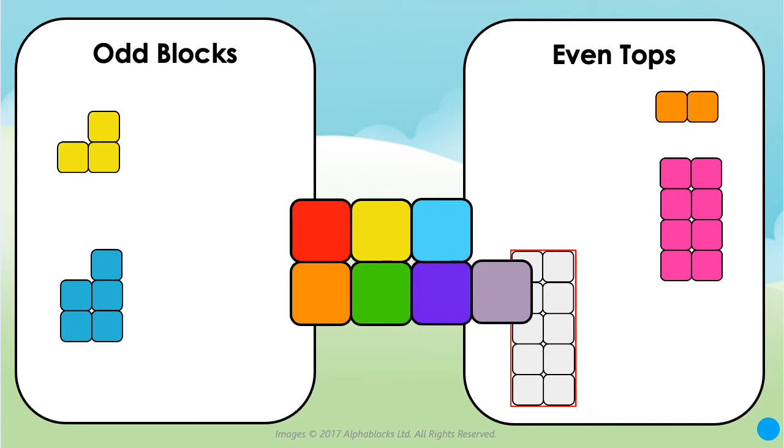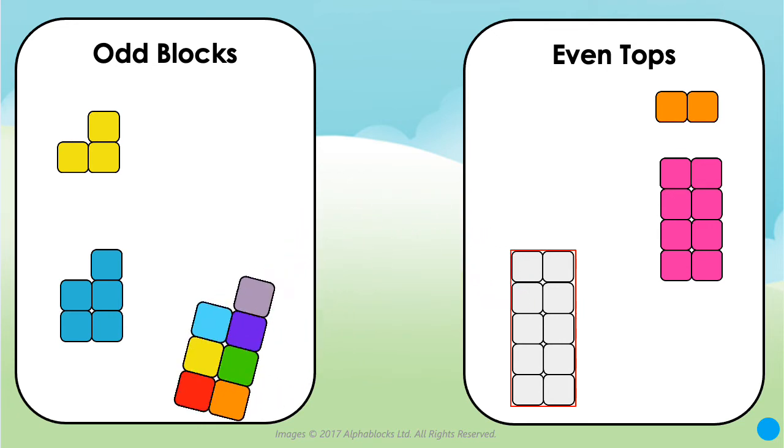Ooh, what about this one? It's very nice, but I like this one. This is number block seven, like the seven colours of the rainbow. Is seven an odd block or an even top? That's right, it's got one odd block on the top, one more odd block. So it's an odd number. There you go.